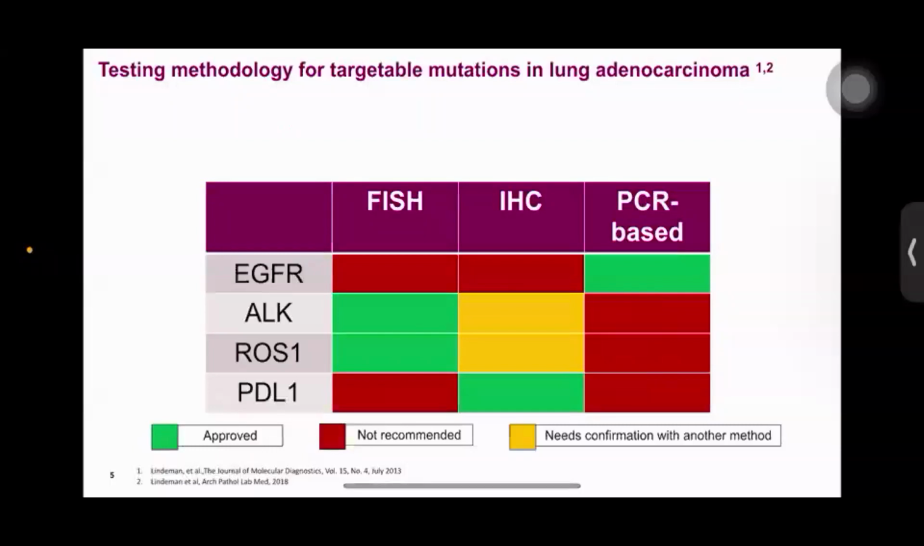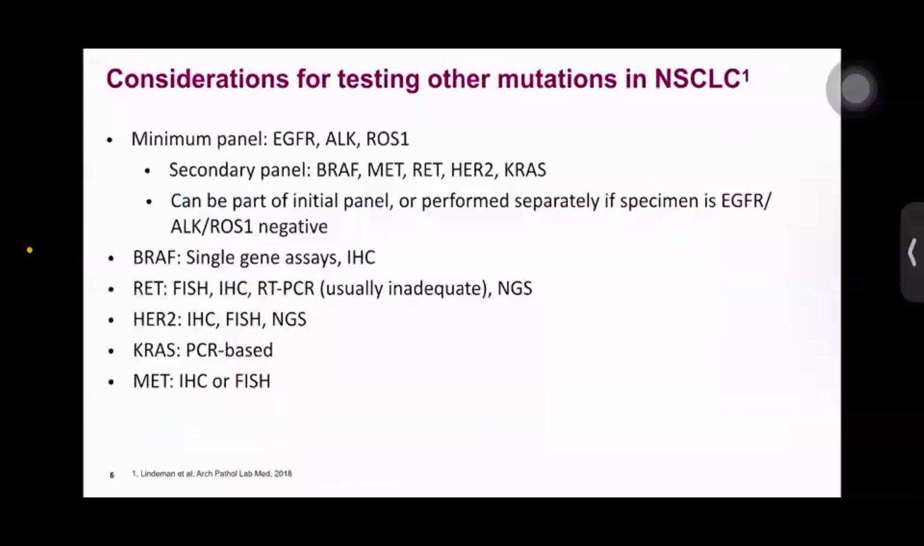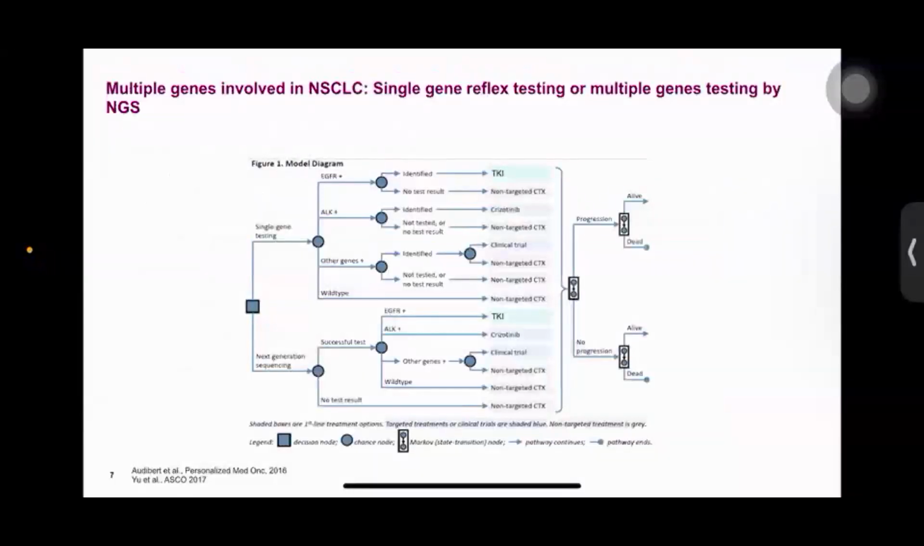And these are the testing methodologies which have also been discussed prior. The EGFR testing by PCR-based methods, ROS1 by FISH or IHC, and PDL1 by IHC again. So other than EGFR, for the other common mutations, the minimum panel should include at least ALK and ROS1. EGFR, ALK, and ROS1 are the basic tests which we need to do for all the NSCLC patients, especially the adenocarcinomas. And the extended panel should include your BRAF, RET, HER2, KRAS, and MET amplifications also. So these are the tests.